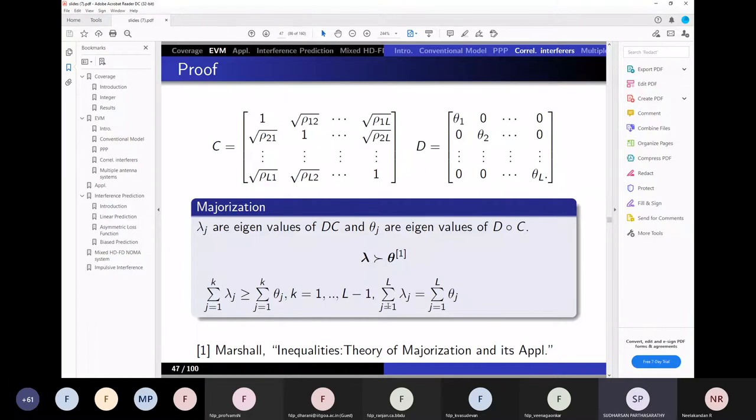In majorization, I'm going to say lambda majorizes theta if and only if the following holds. I have L values because I'm considering L interferers, so it's basically an L cross L matrix. If you take any K from 1 to L minus 1, the summation of lambda j's will always be greater than or equal to the summation of theta j's, assuming lambdas are ordered in descending order and thetas are also ordered in descending order. And for K equal to capital L, both these summations will be equal: the summation of lambda j will equal the summation of theta j.